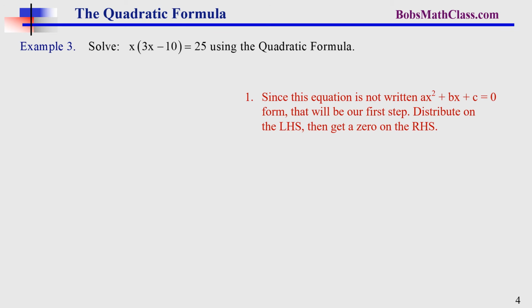So first thing we're going to do is to distribute on the left-hand side, and then we're going to get a 0 on the right-hand side. So distribute on the left, distribute the x. So what does that give us? X times 3x, 3x squared, and then x times negative 10 is negative 10x.